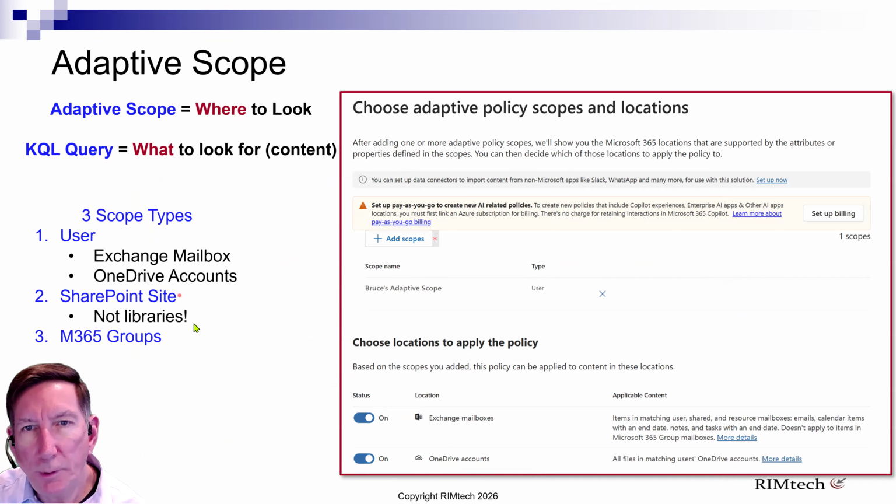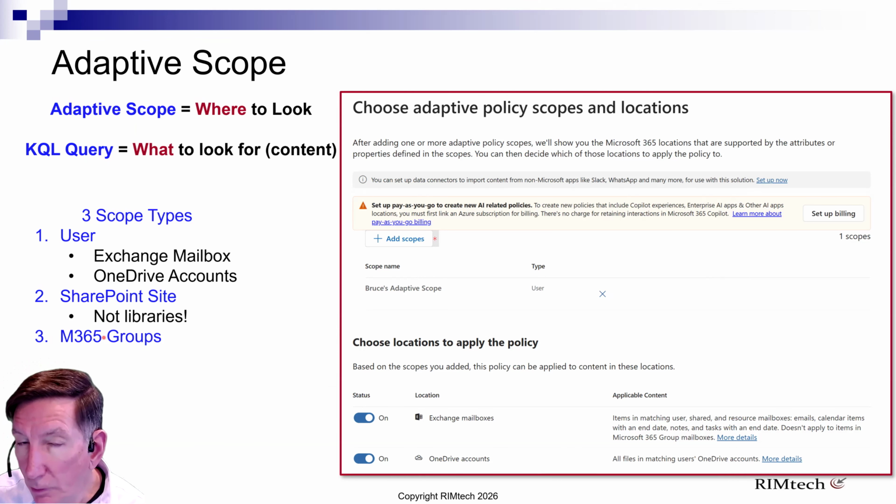So here's a quick example. An adaptive scope is a range, where to look in the Microsoft product line. Your KQL query, your actual content rule, is what to look for within that range. Okay, so adaptive scope is just a boundary. It's a boundary, right? So here we have 3 scope types: user, SharePoint sites, or M365 groups. So it's your range, the range of users. It could be one range, but it covers all their email. It could be an entire OneDrive account and every file they have in that OneDrive account.